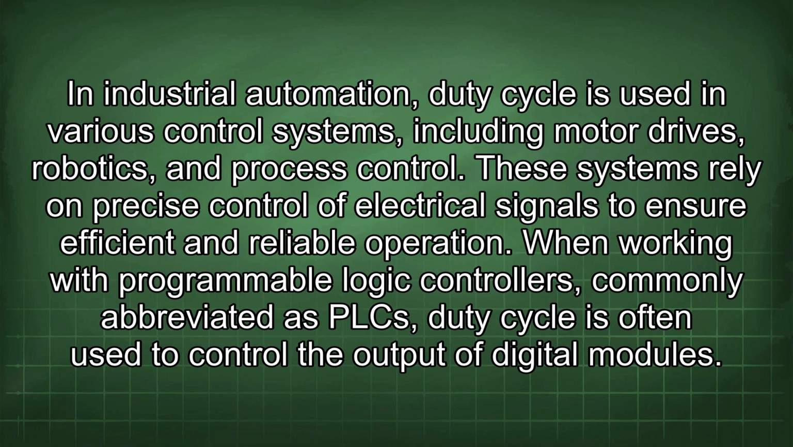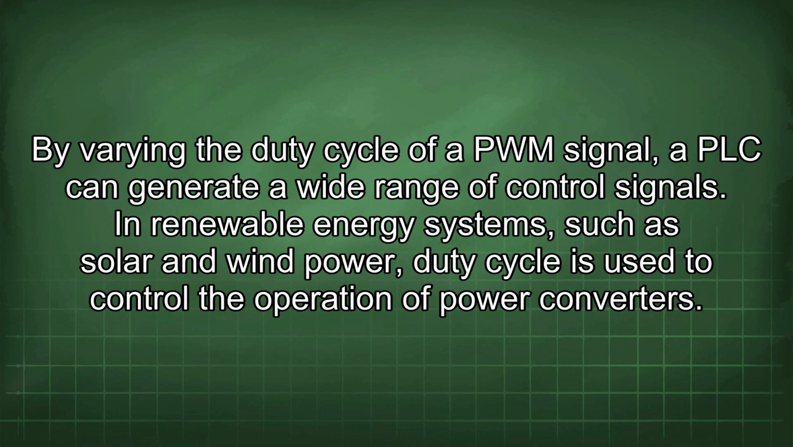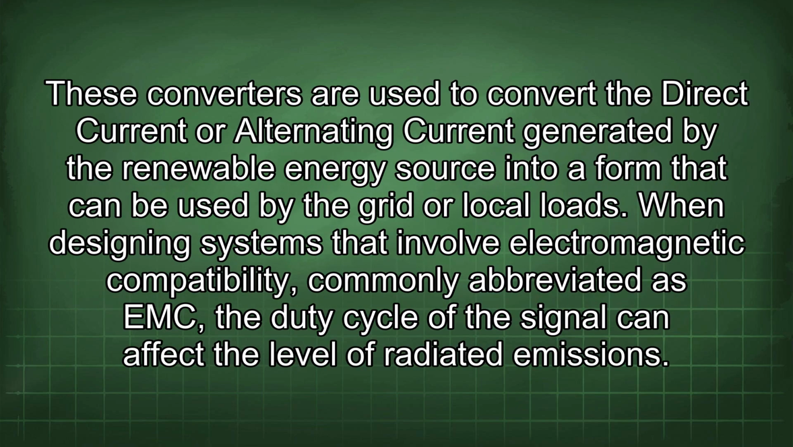When working with programmable logic controllers, commonly abbreviated as PLC, duty cycle is often used to control the output of digital modules. By varying the duty cycle of a PWM signal, a PLC can generate a wide range of control signals. In renewable energy systems, such as solar and wind power, duty cycle is used to control the operation of power converters. These converters are used to convert the direct current or alternating current generated by the renewable energy source into a form that can be used by the grid or local loads.